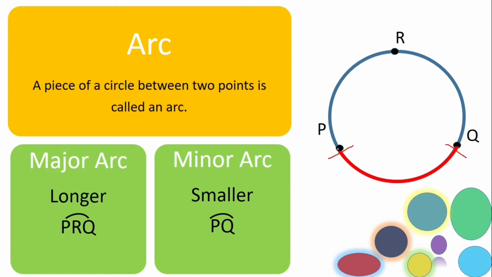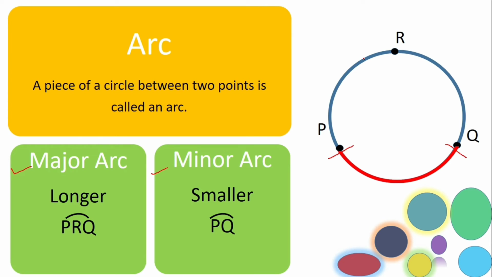So you can see the length of the blue part is more than the red one. So the part which is in blue will be the major arc because it is longer length, and the arc which is in smaller length PQ will be the minor arc, and we denote the arc with this symbol.